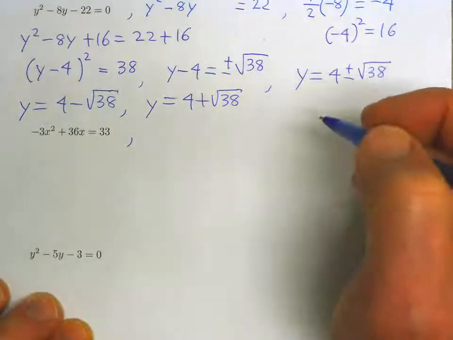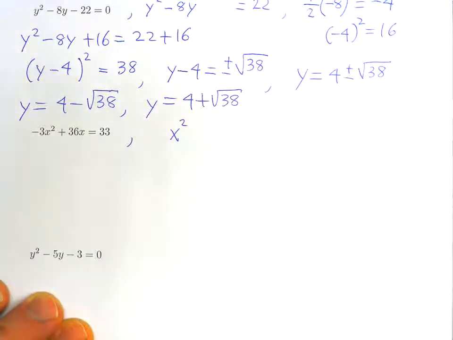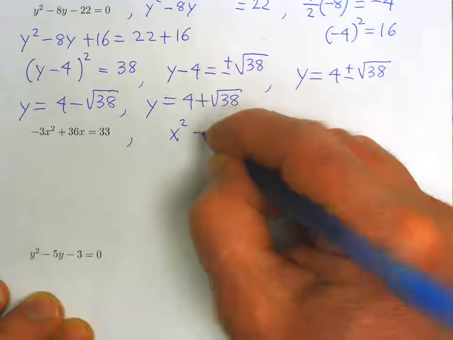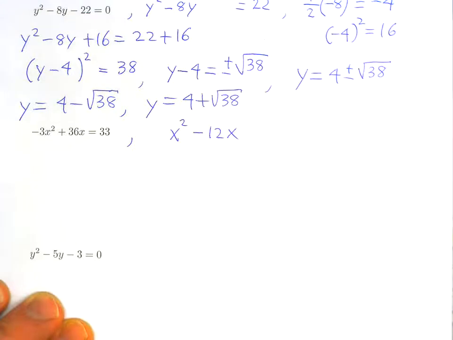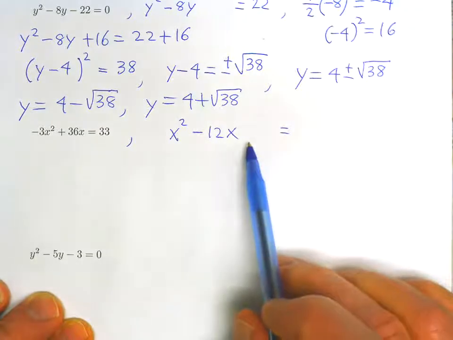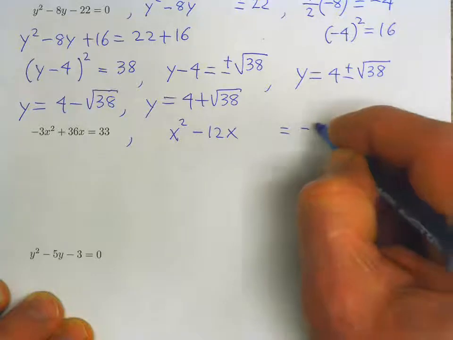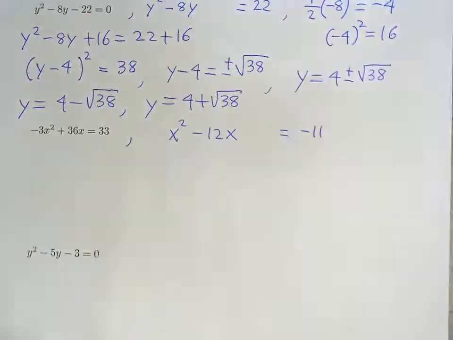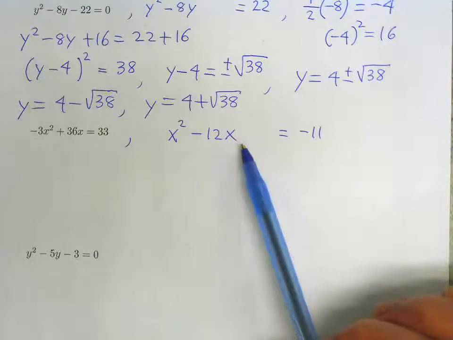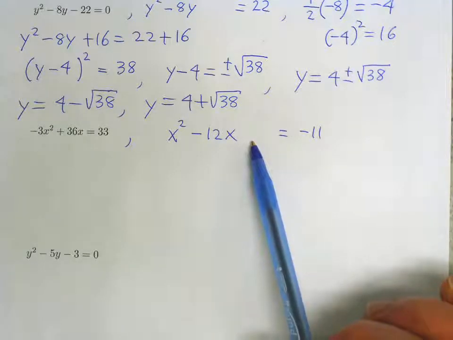Okay, when you divide -3x squared by -3, you get positive 1x squared. And then subtract 36x divided by -3, you get minus 12x. Okay, I'm going to leave a little bit of space. And then on the right-hand side, 33 divided by -3 is -11. Now that the coefficient of x squared is 1, we can find the number that we need to add to both sides so that the left-hand side is a perfect square trinomial.